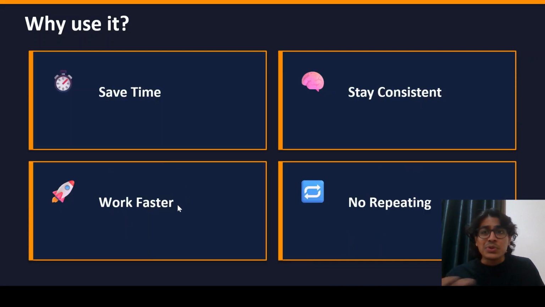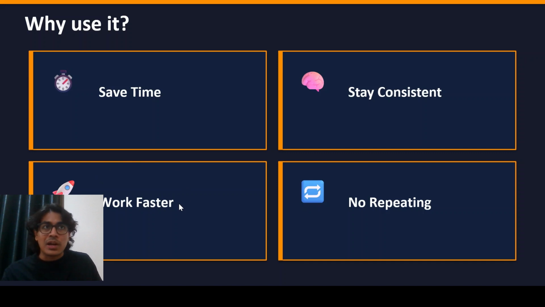Now why are we going to use this? It is going to save our time. If every time I need to explain something again and again, it affects my efficiency. It's better if I explain it one time, and the agent is going to remember that the entire time. So it would be consistent, we would be able to work fast, and there won't be any repetition. We write this down once, and it is going to work always.